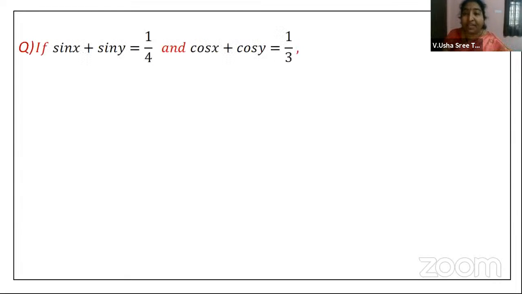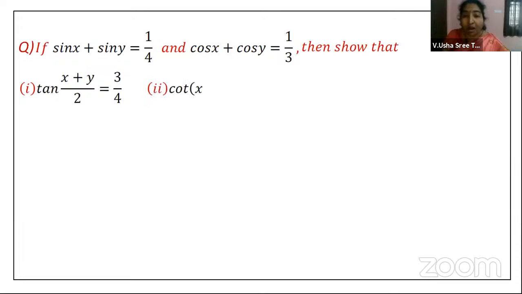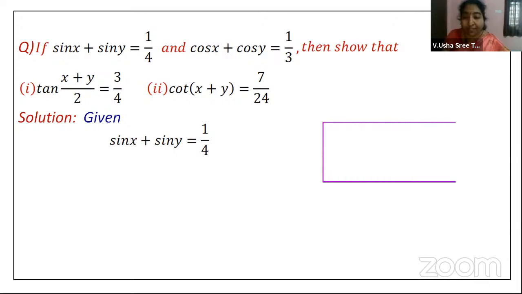Now this is the application of the sin C plus D and sin C minus D, cos C plus D and cos C minus D formulas that we have seen just now. You are given sin x plus sin y is equal to 1 by 4 and cos x plus cos y is equal to 1 by 3. We have to show that tan of (x plus y) by 2 is equal to 3 by 4 and cot of (x plus y) is equal to 7 by 24. Okay. Now you are given sin x plus sin y is equal to 1 by 4, children.